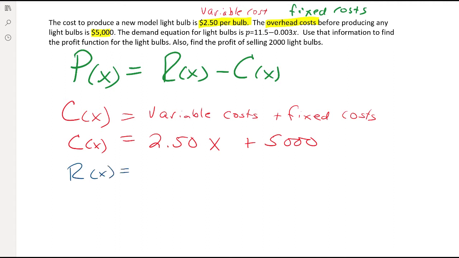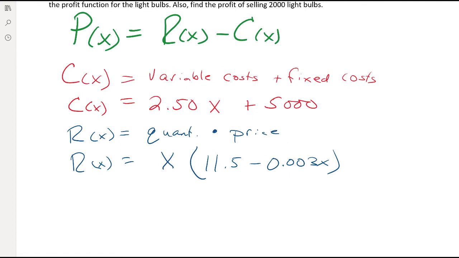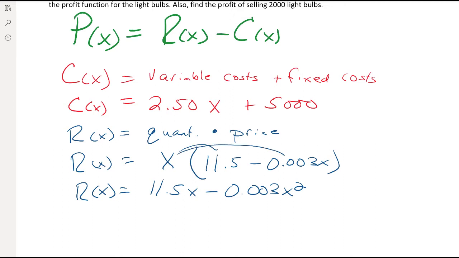Our revenue function. Remember, we said revenue is always going to be quantity times your price. Well, they give us a price function, right? That 11.5 minus 0.003x. So what that indicates is that our revenue function, excuse my handwriting, is going to be the quantity, which is represented by the variable x, that represents how many light bulbs we're selling, times the price function, which is 11.5 minus 0.003x. Notice I put the price in parentheses because I need to distribute my x to that price function. So cleaning this up, our revenue function is 11.5x minus 0.003x squared, where all I did was I distributed my x to both terms of my price function.